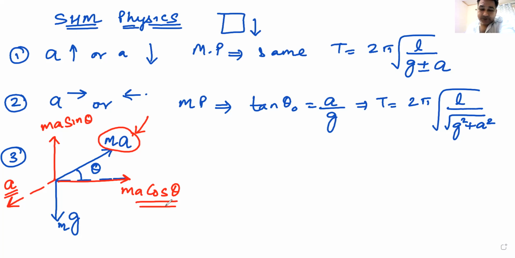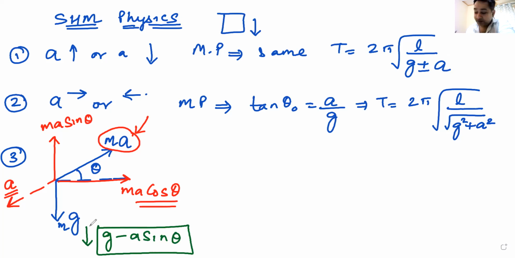Now effectively what I have, please mark my words. Now effectively what I have is downward acceleration is g minus a sin theta, and sideways acceleration is a cos theta. Is everyone there with me?